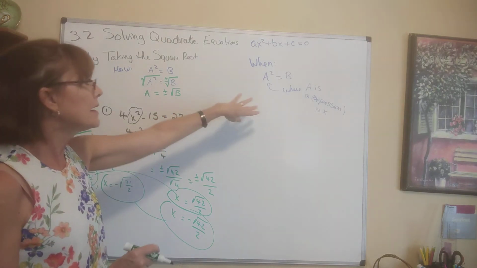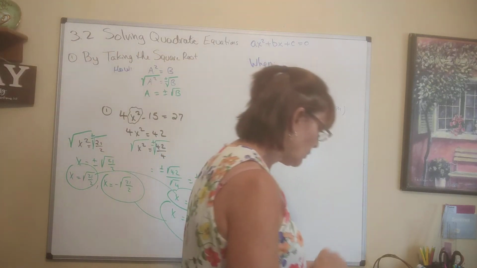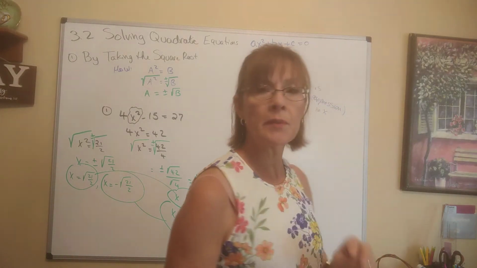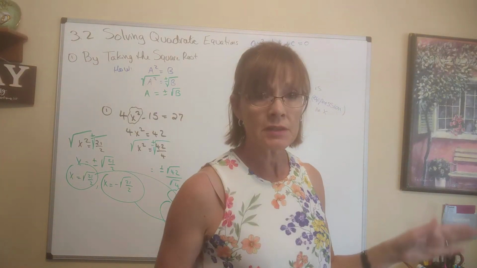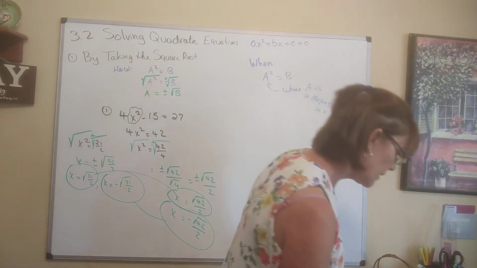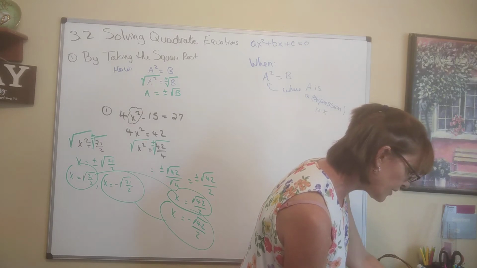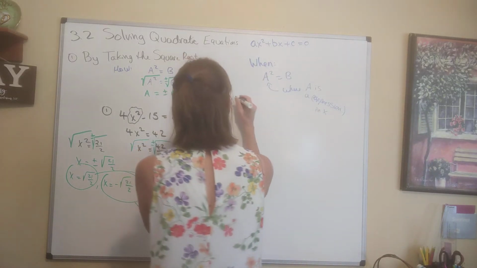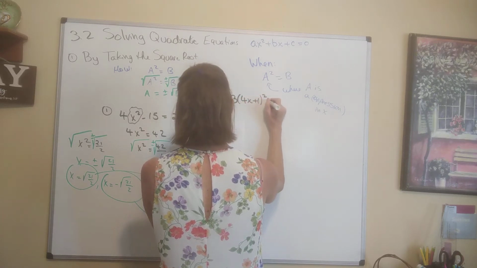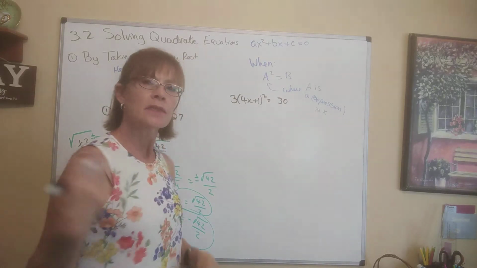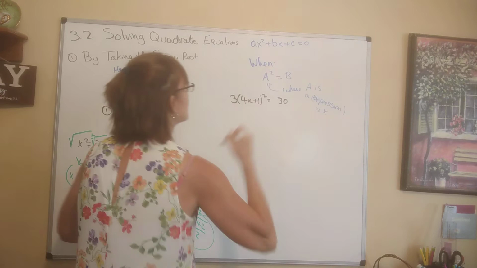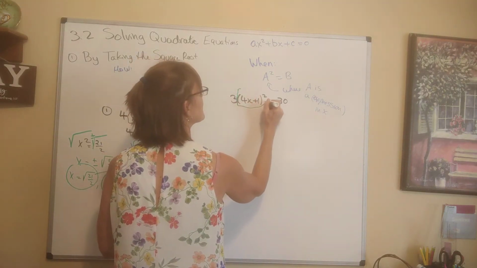Okay, right here, let's solve number 2. It says, find the roots by using the square root method. That means solve this equation for x, but we're going to use the method of taking the square root of both sides. So it goes like this. If I have 3 times (4x plus 1) squared is equal to 30, by this method, what I want to do is isolate the something squared, or in other words, get this guy right here by himself.